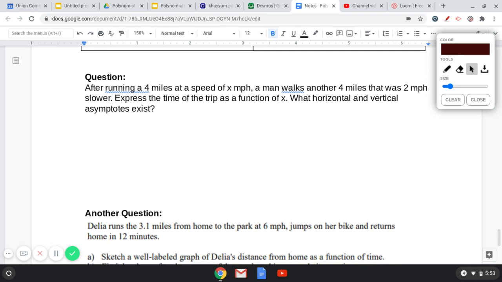So, question. After running 4 miles at a speed of x miles per hour, a man walks another 4 miles that was 2 miles per hour slower. Express the time of the trip as a function of x, and then what horizontal and vertical asymptotes exist? So, x is our speed, and remember that speed is distance over time. So I'm just going to write x is our speed is the distance divided by the time. Therefore, time equals distance over speed. So that means time equals distance over x.